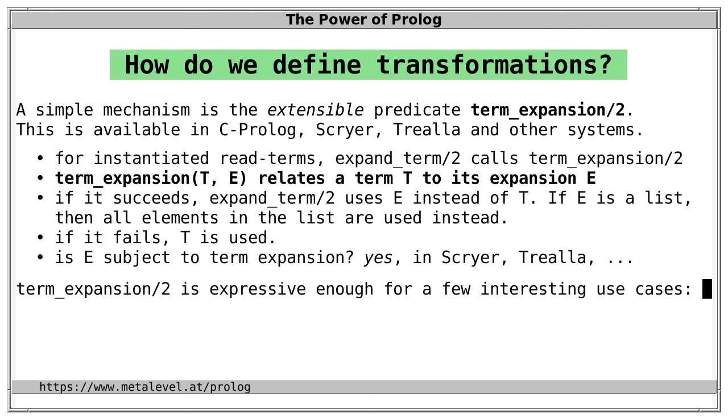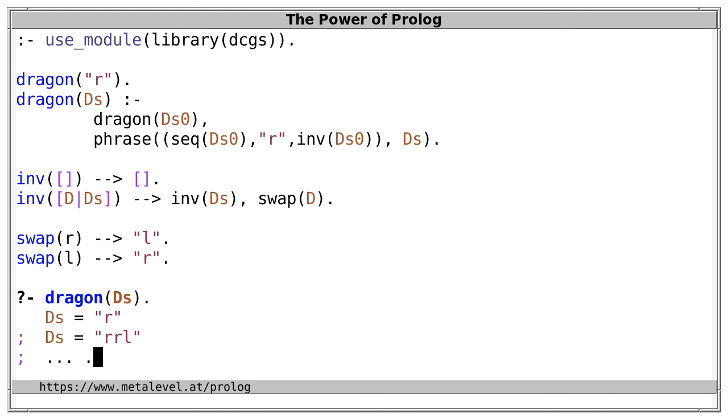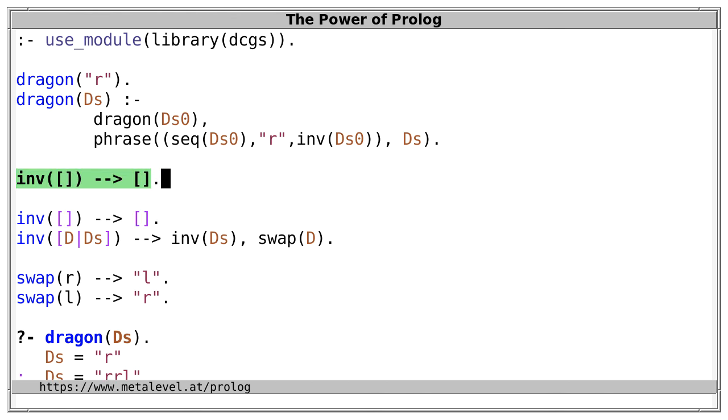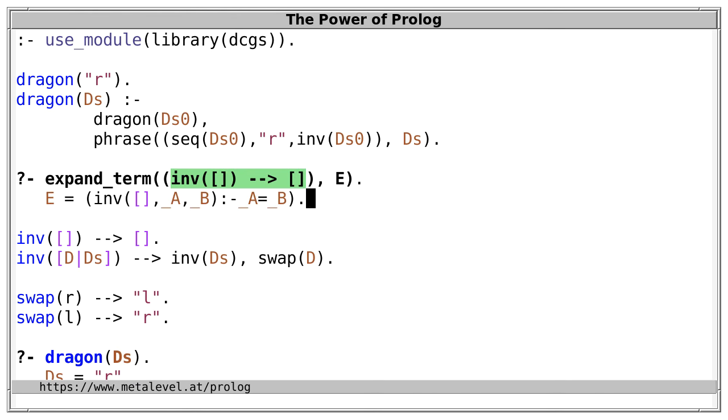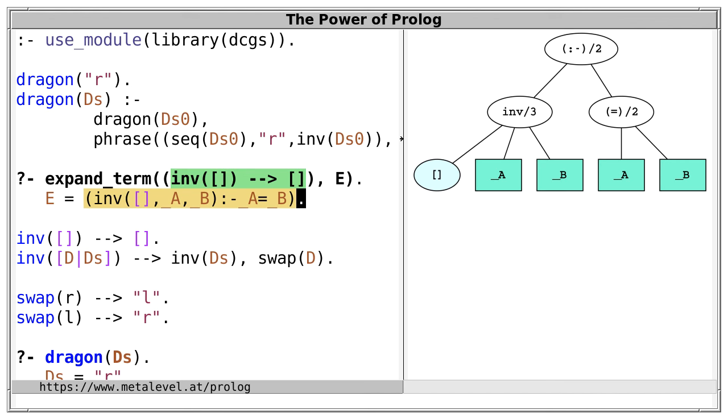And this mechanism is quite expressive. We can use it, for example, to implement DCGs. For instance, let's consider the Dragon Curve program again, and specifically the first grammar rule here. What does it mean when this read term occurs in Prolog text? What is its expansion, E? We need to use round brackets here due to the operator priority. In Scryer-Prolog, this is the expansion. A Prolog term with principal functor :- and 2 arguments. In other words, the grammar rule is expanded to a Prolog rule.